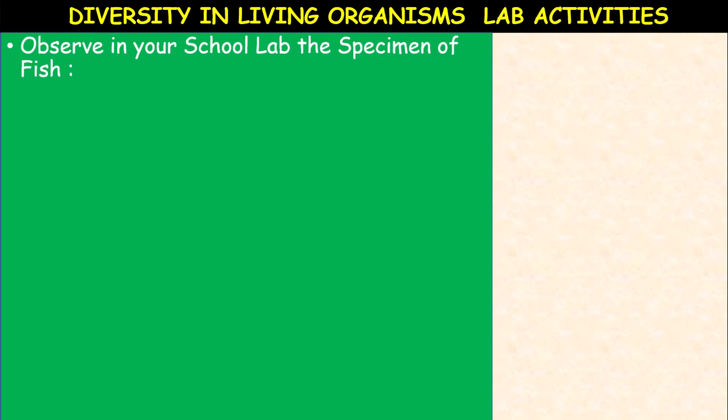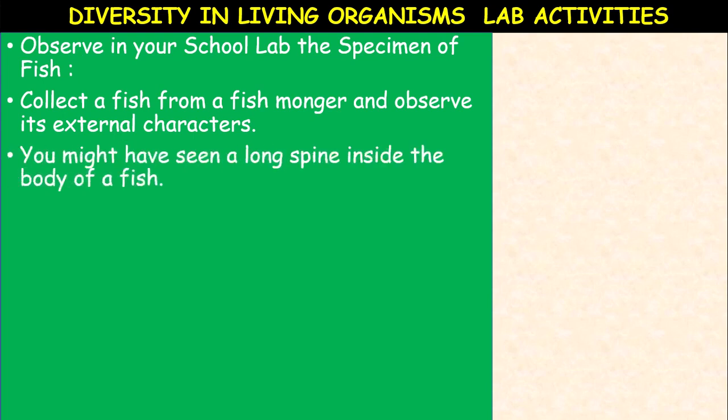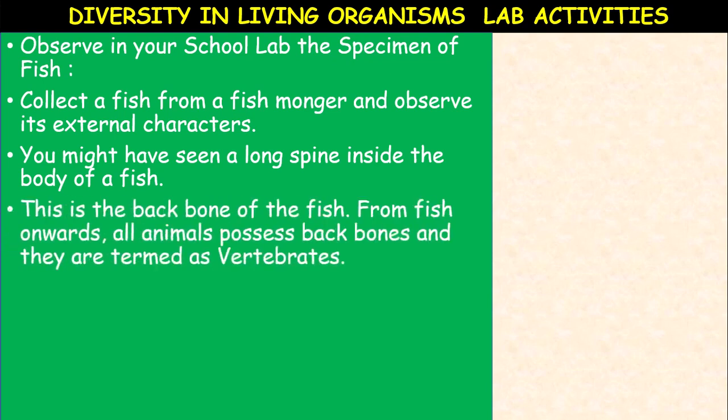Observe the specimen of fish. You collect fish from a fishmonger and observe its external characters. You might have seen a long spine inside the body of the fish. This is the backbone of the fish. From fish onwards, all animals possess backbones and they are termed as vertebrates.